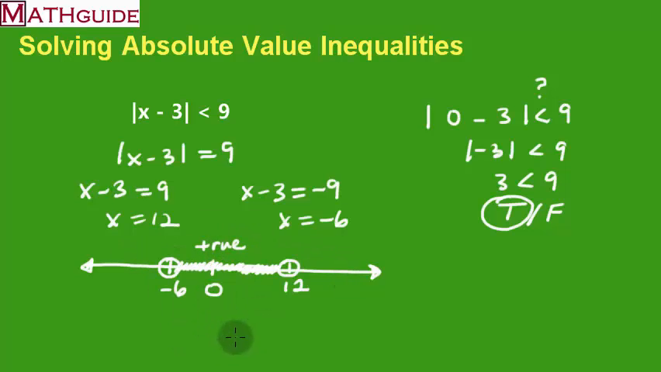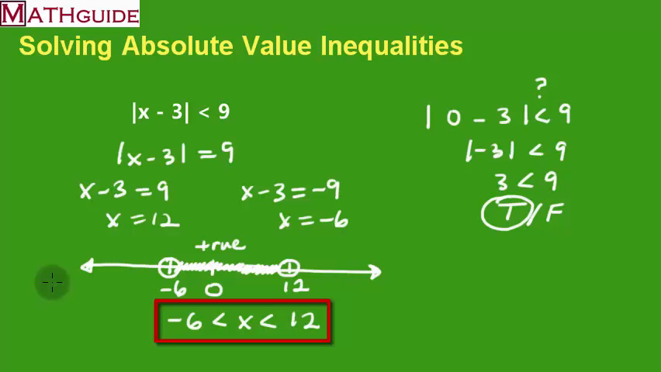Now what I want to do is write this as an inequality. I'm going to write this as a single inequality, a compound inequality, and this is the way it looks. I want all the numbers that are between -6 and 12, and there's our answer. Okay, let's take a look at a harder problem, our example coming up next.